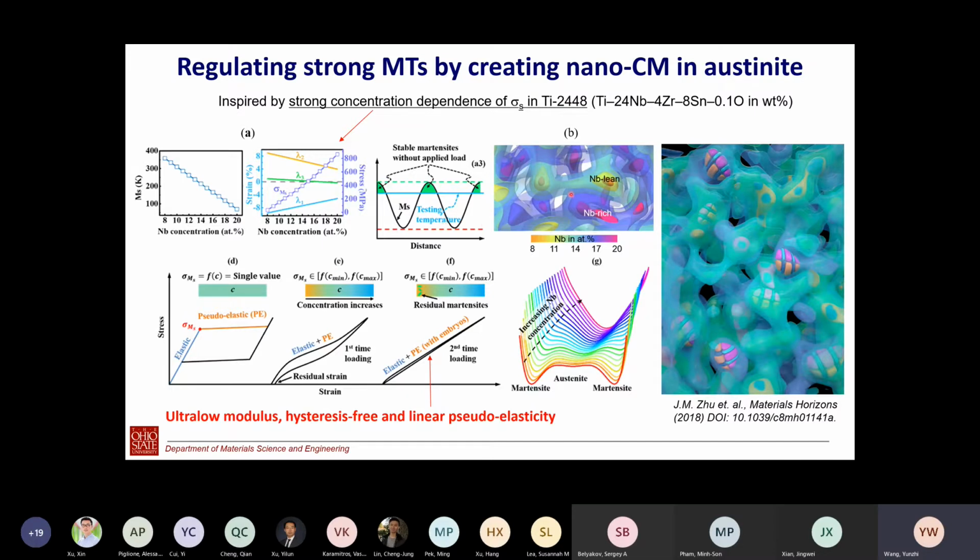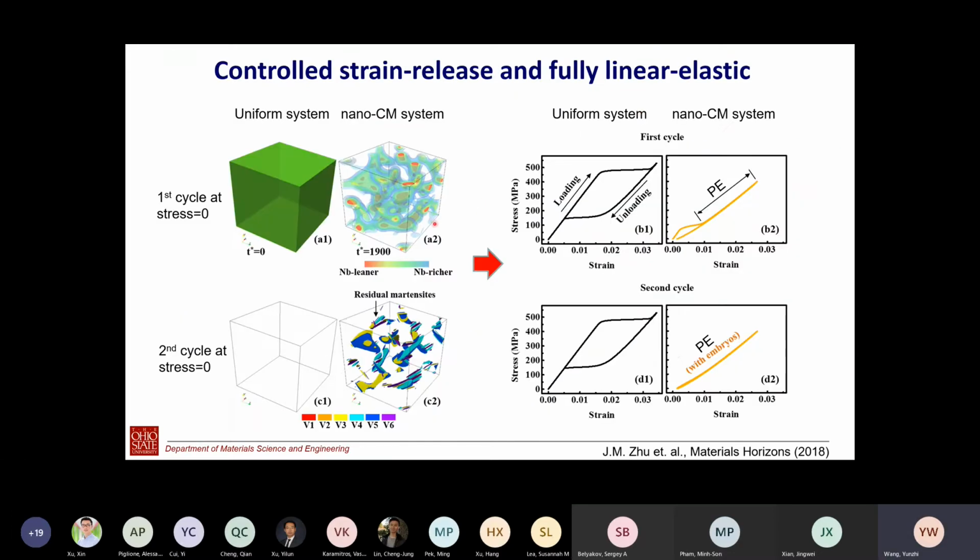We use phase-field simulation. We design the microstructure modulation, and we have some experimental feedback in this system about the variation of niobium content. Then we did the simulation. This is a very simple comparison. We have this uniform system without the concentration modulation, and this is the system with the concentration modulation.